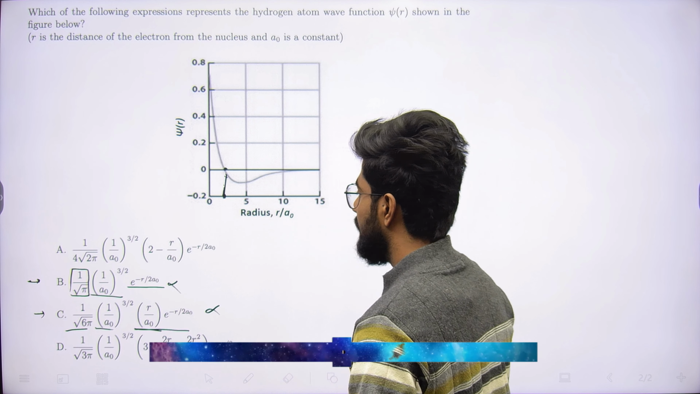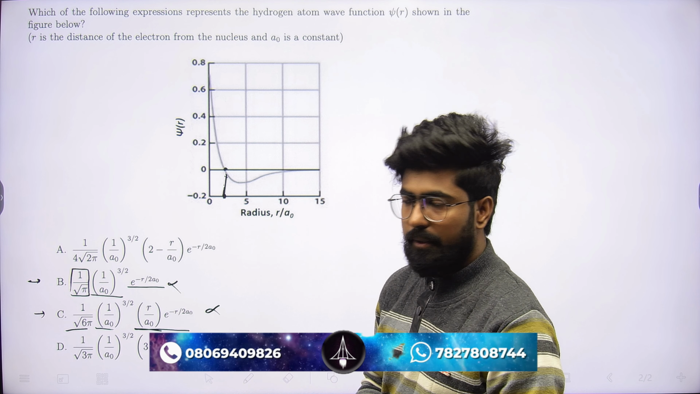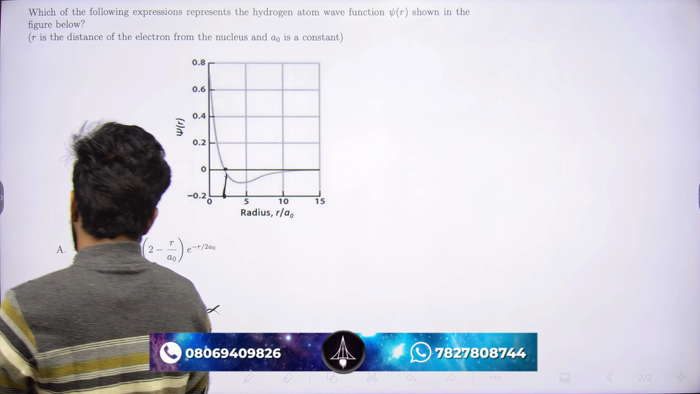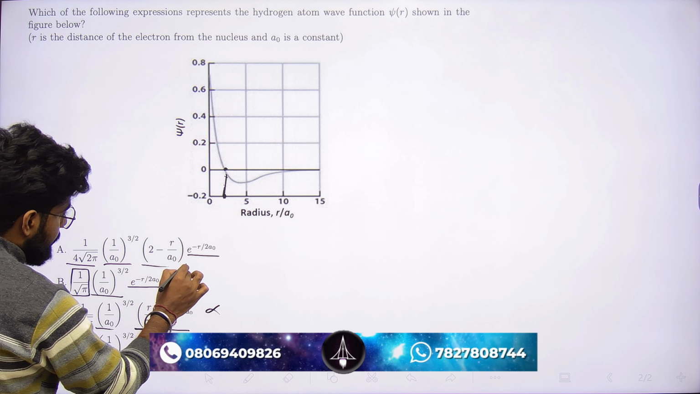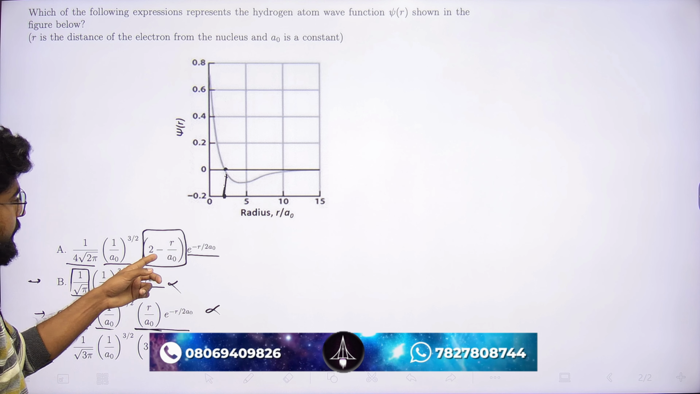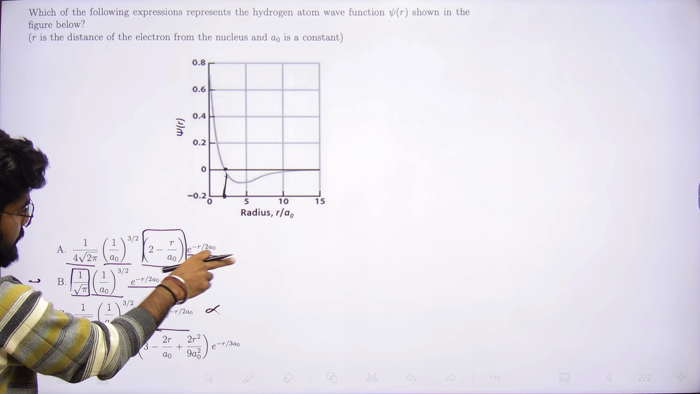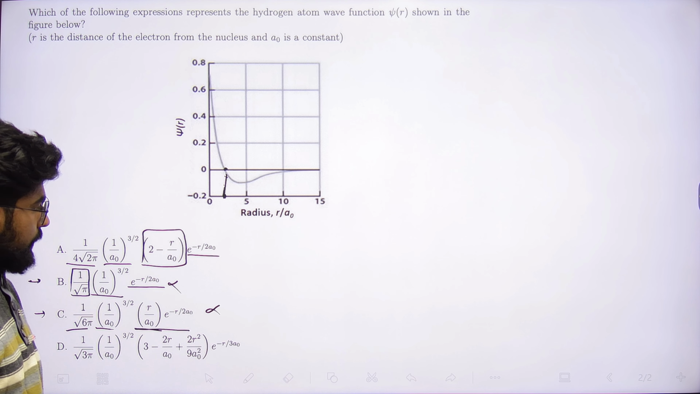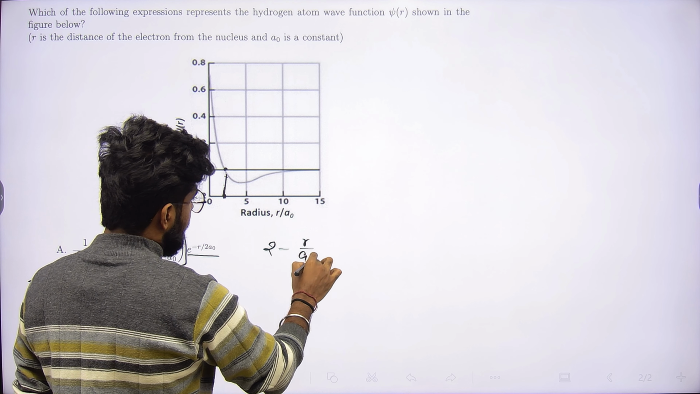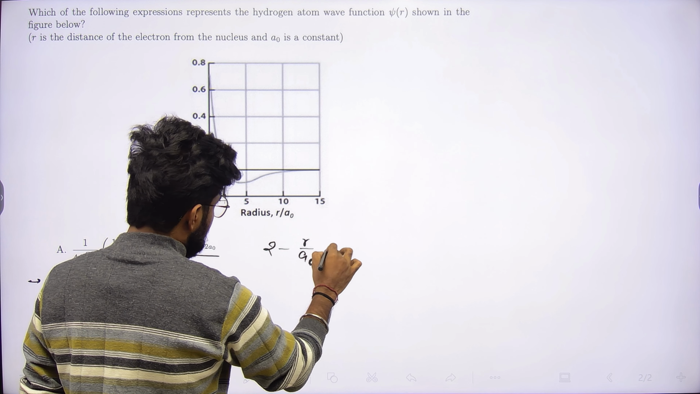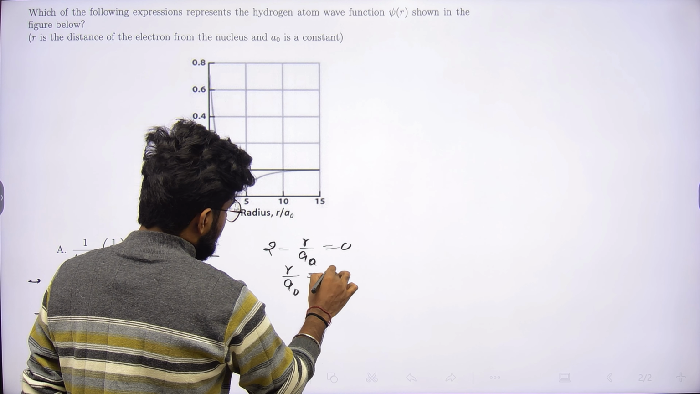Now the only candidates left are A and D. You have to analyze these two very carefully. Now in A, obviously this and this cannot be 0, but this can be 0, it is just a linear function, and if this becomes 0, the entire wave function will become 0 for some value of r by a naught. So we will keep this 2 minus r by a naught equal to 0, and we will find that r by a naught is equal to 2.